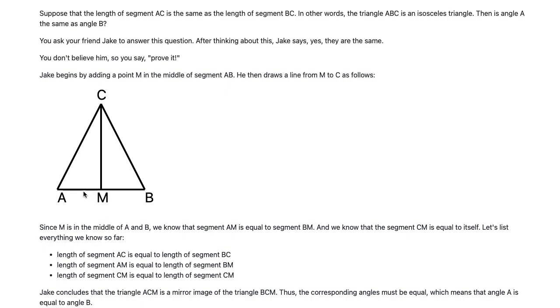Jake concludes that the triangle ACM is a mirror image of the triangle BCM. Thus, the corresponding angles must be equal, which means that angle A is equal to angle B. Jake described the logical reasoning process that led to his conclusion. This description is called a proof. Writing a proof is simply the act of writing down your thought process. As with the lunch problem, by logically reasoning about the triangle, we learn something new about isosceles triangles.